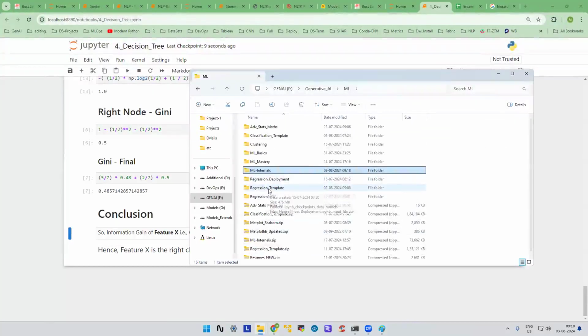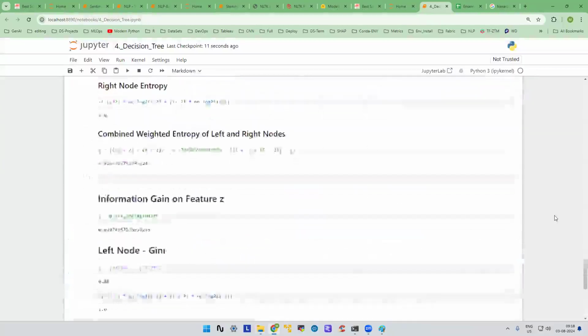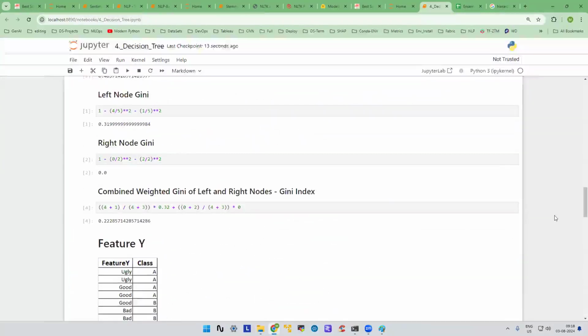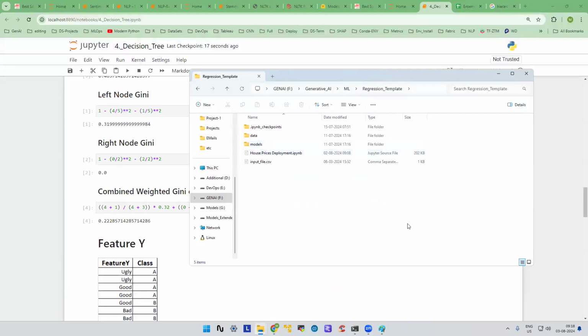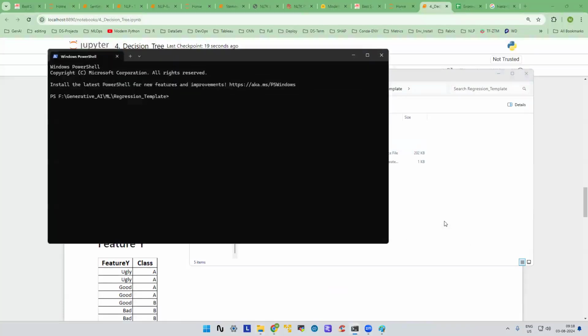And there is an alternative here, Gini, but if you look at the template, I've given both Gini and entropy as part of hyperparameters.